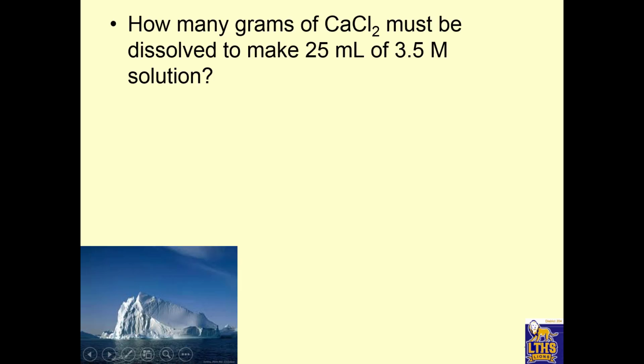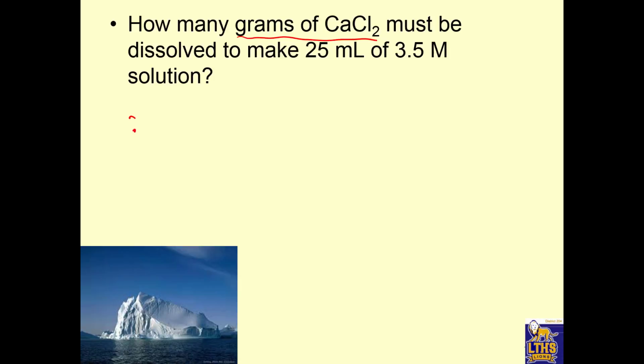All right, let's do another one. How many grams of calcium chloride must be dissolved to make 25 milliliters of 3.5 molar solution? Okay, so this time, what are we looking for? We're looking for how much solid to put into the solution. We need to find grams. All right. And so we're going to start with what we know.